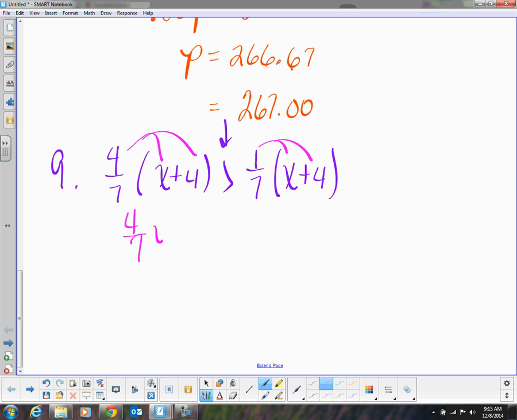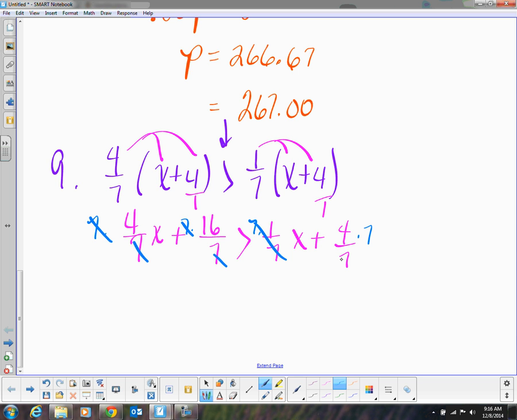So the first thing I'm going to do is multiply. Distribute. So you got 4/7 x. That's 4 over 1. So that 16 over 7 is greater than 1/7 x. And again, that's 4 over 1, 4/7. How do I eliminate those denominators? Multiply by 7. So I multiply everything by what? 7. All right. And what's beautiful about all of this? They're all 7s. So the problem becomes 4x plus 16 is greater than x plus 4.